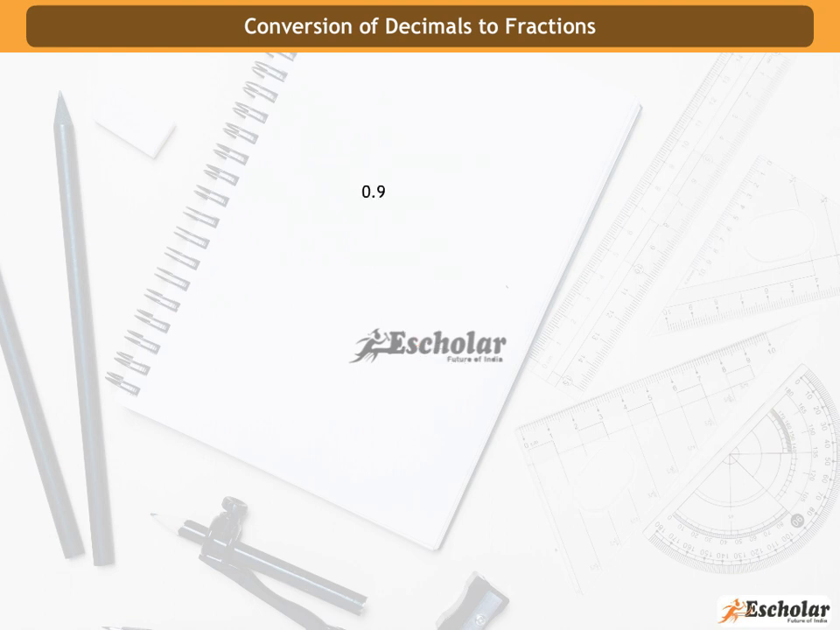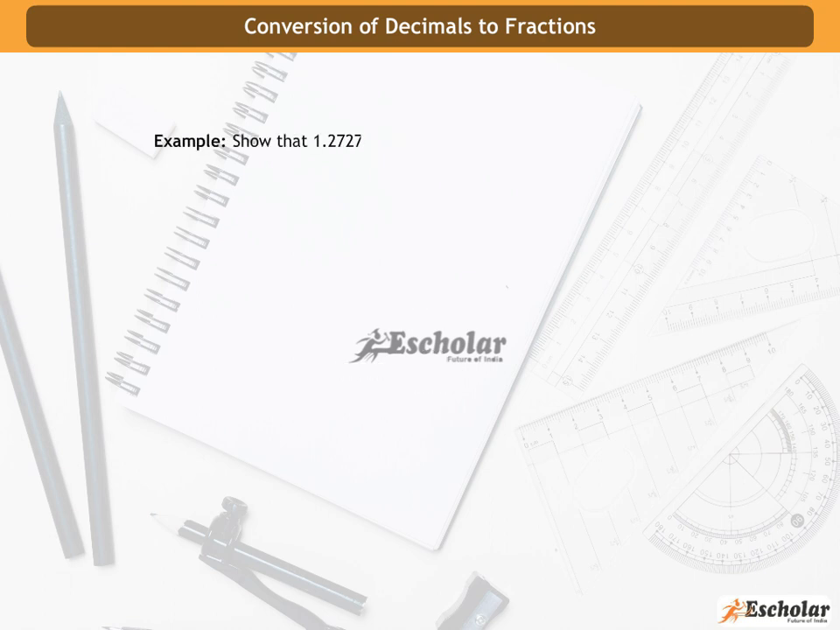Similarly, we can write 0.9 as 9 by 10, 0.593 is equal to 593 by 1000, and 0.00243 is equal to 243 by 100,000. Now let us solve the given example.